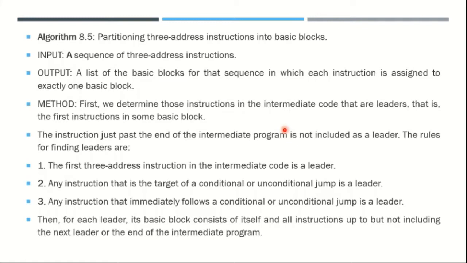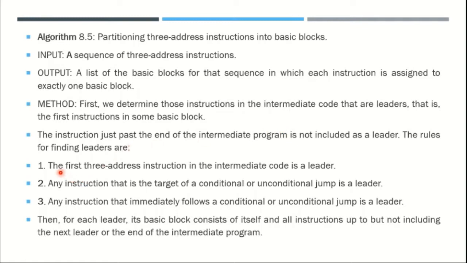In case there are 3 lines, just assume the first line is treated as a leader, and the second line is also a leader. Then basic block 1 contains only one instruction, that is the first instruction. In case out of those 3 lines, the first instruction is a leader, and the second and third are not leaders, then we treat these 3 statements as a single basic block. So with the help of these leaders, we can easily identify the different basic blocks in the given intermediate code representation.